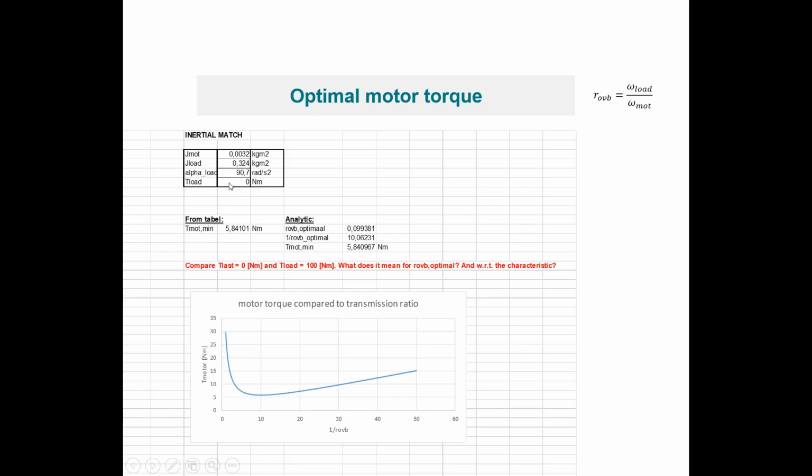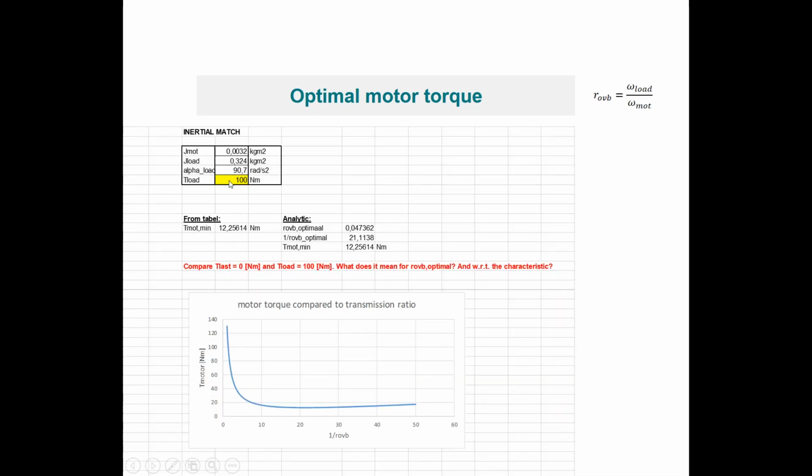What we also can do is we put in a high value for the load torque, see what happens then. So in that case, we don't have only a dynamic load anymore, but a dynamic load with a static load. And when we do that, for instance, we fill in 100 Newton meter over here, we see that at a certain transmission ratio, it doesn't matter that much what your transmission ratio will be because your motor torque is still low. So you have to cross a certain value somewhere over here in this example, like let's say 1 over 13 or 1 over 14, and after that value, your motor torque is still very low.